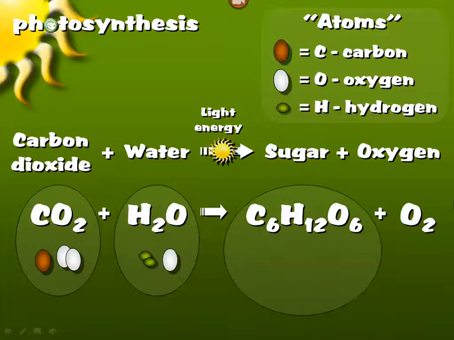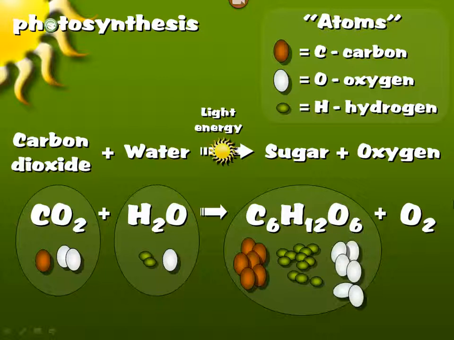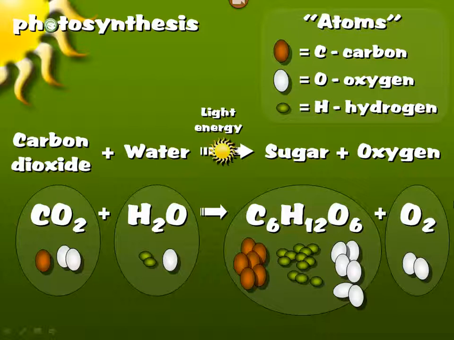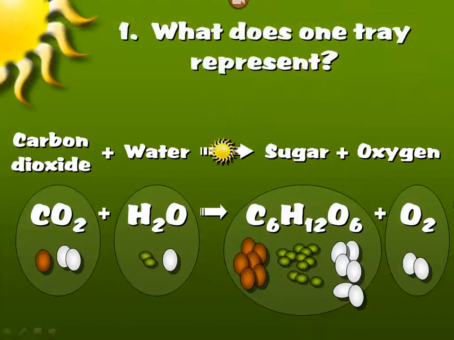Now, if you're making glucose, sugar, you've got 6 carbons, 12 hydrogens, and 6 oxygens to make one molecule. And of course, a molecule of oxygen would just be 2 oxygens stuck together. If you really wanted to make sugar look like sugar, you would arrange it in just that formation right there. That's kind of how all those atoms bond together and what they would look like for a molecule. In our case, we just kind of stuck them in some trays. So one tray, each one of those trays, what does that represent?